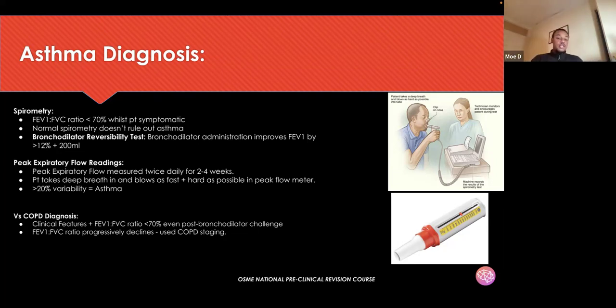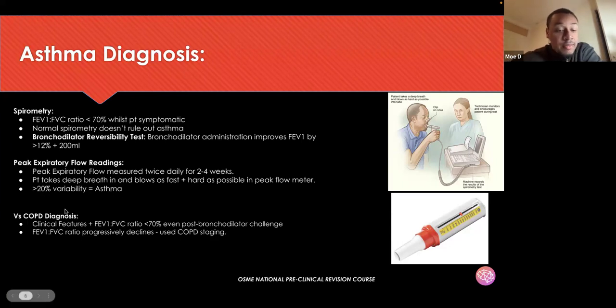And another test you can do is peak expiratory flow readings. So what happens is the patient measures their peak expiratory flow twice daily for a period of 2 to 4 weeks. And the way in which this is measured is that a patient takes a deep breath in and then blows as fast and as hard as possible into the peak flow meter over here. And a greater than 20% diurnal variability, i.e. you're taking the highest measurement and the lowest measurement and seeing the percentage variability, if it's greater than 20%, it's indicative of asthma.